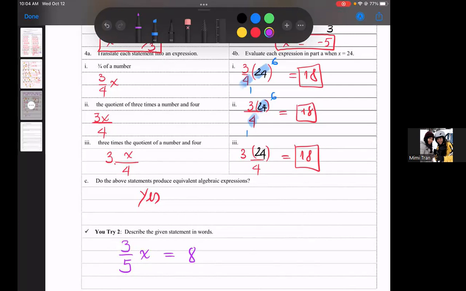Write down. Notice that I put the X next to the 3/5, not on top. So careful.